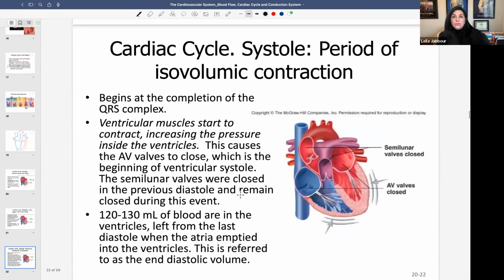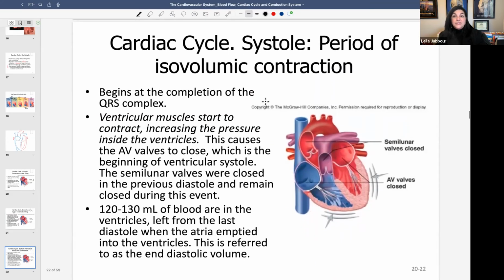Okay, so then we have the systole, ventricular systole, that is going to start, and this is pushing the AV valves to close, and the semilunar valves are still closed. And that's why we have this isovolume. The volume does not change. There's no movement of blood from one chamber to the other, but we are already contracting here. We are contracting the ventricles.